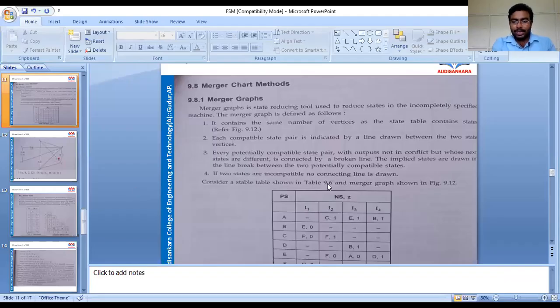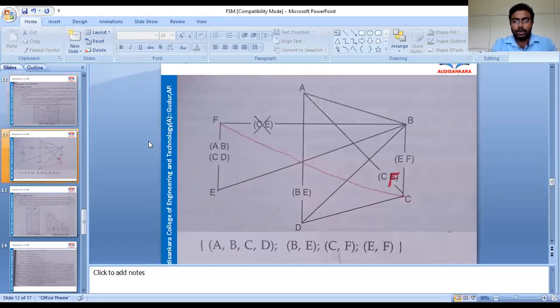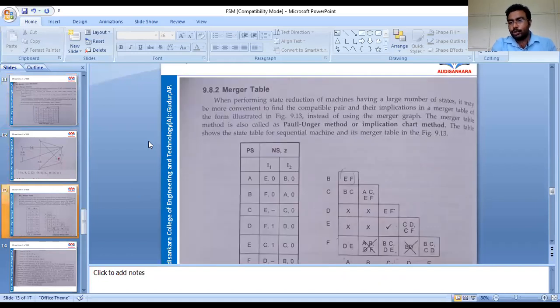In order to minimize an incompletely specified state machine, we have some methods. They are called merger chart methods. In the merger chart method, we have two more models: one is the merger graph, another one is the merger table. These are the two methods we have to minimize an incompletely specified state machine.